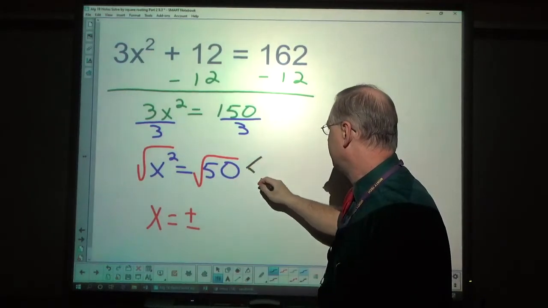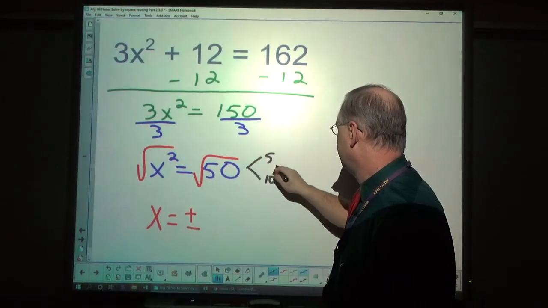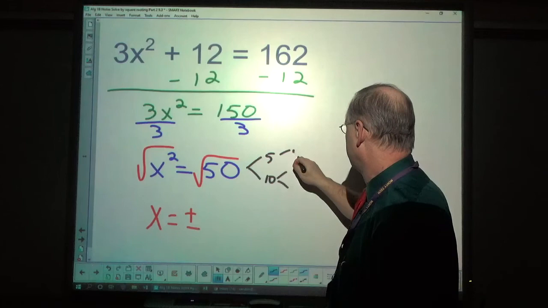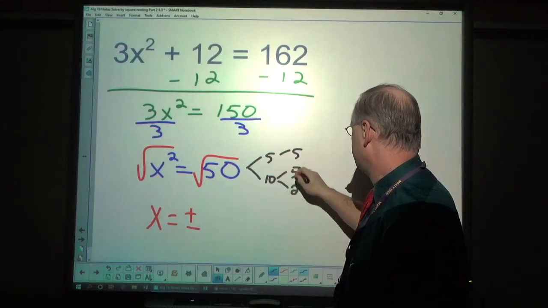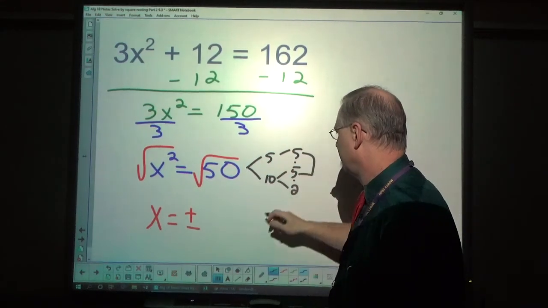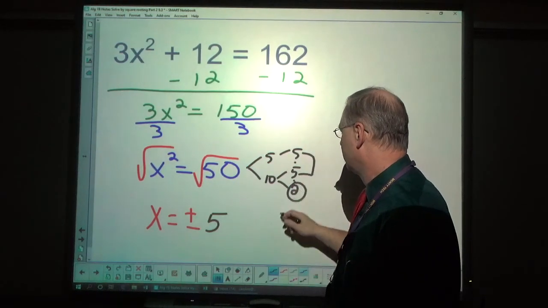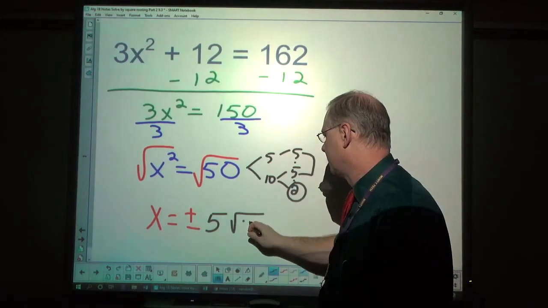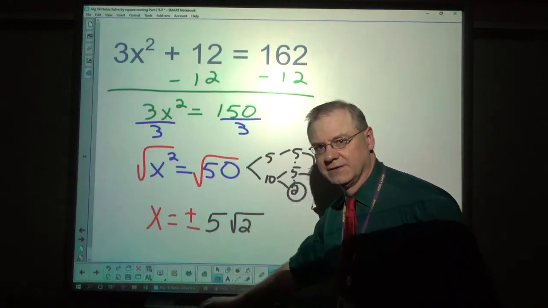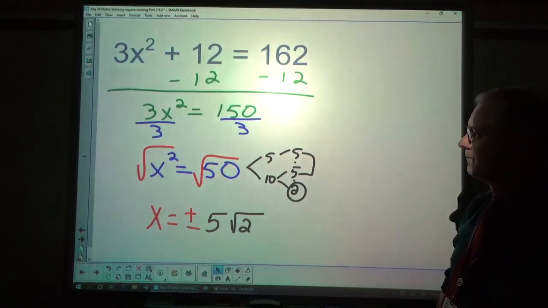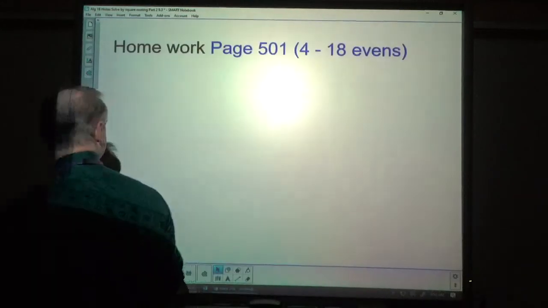Now 50 is 5 times 10, which is 5 times 5 times 2. I have a pair of 5s. That goes on the outside. And the remaining 2, which does not pair up, is on the inside. Let's check out our next example.